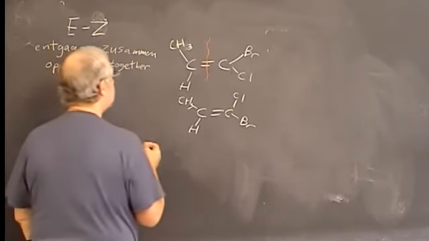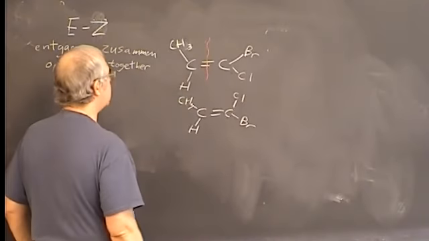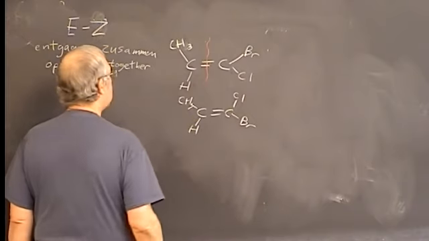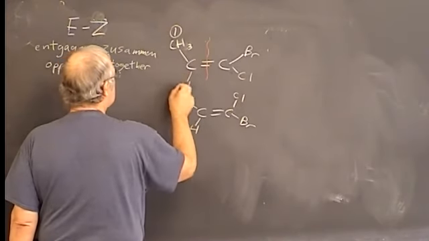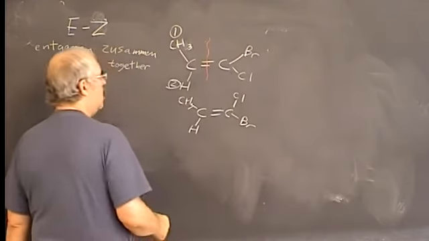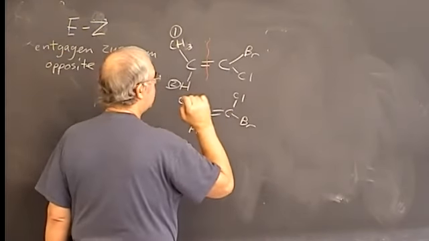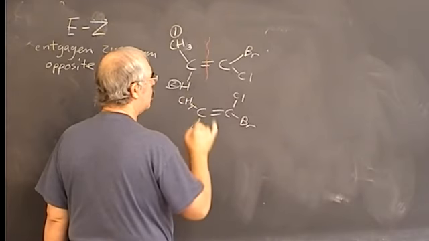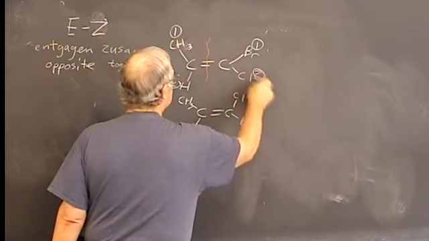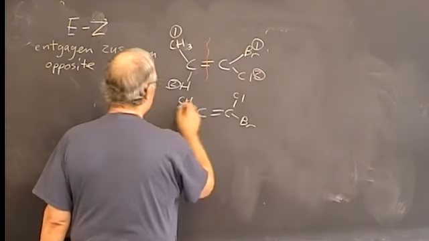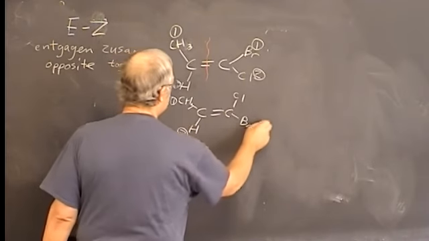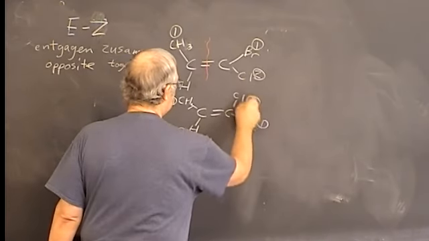On this side, look at the periodic table. Carbon is atomic number 6. Hydrogen, of course, is atomic number 1. So hydrogen is a lower priority. Over here, chlorine is atomic number 17. Bromine is 35. So bromine has the higher priority based on atomic number. Priorities are the same: carbon is higher than hydrogen, and bromine is higher than chlorine.